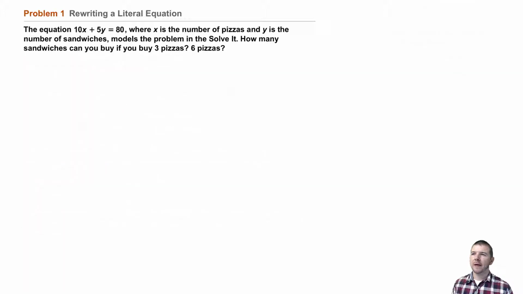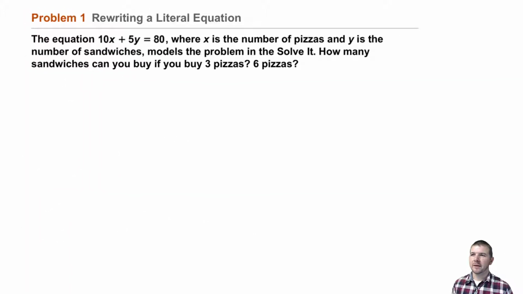Problem 1. Rewriting a literal equation. The equation 10x plus 5y equals 80, where x is the number of pizzas and y is the number of sandwiches, models the problem in the solve it. How many sandwiches can you buy if you buy 3 pizzas? And what about 6 pizzas?